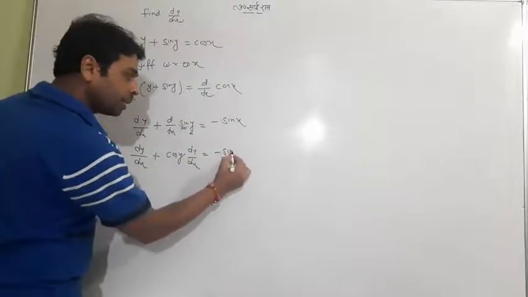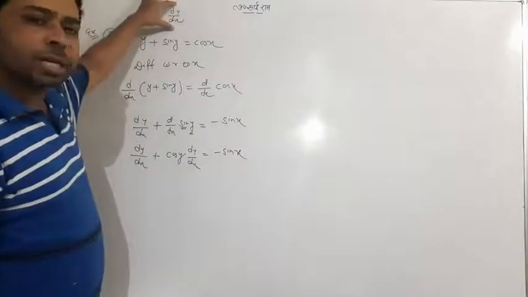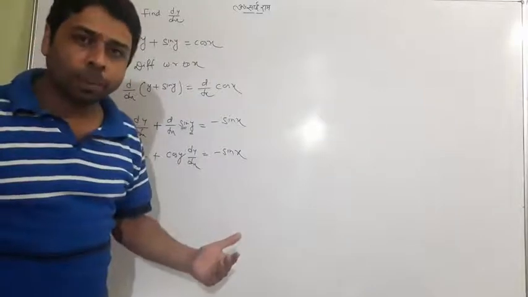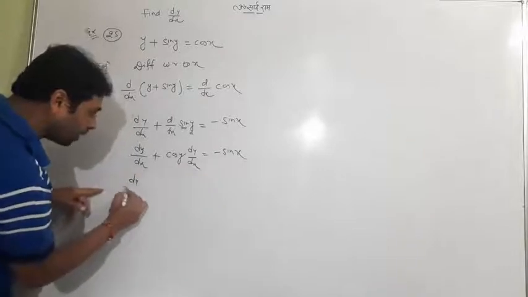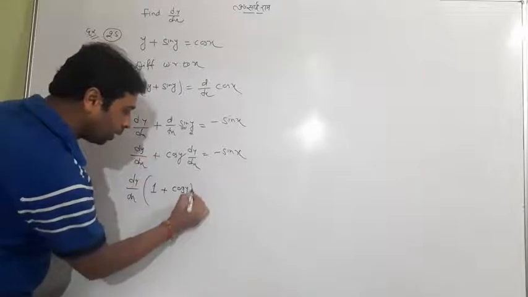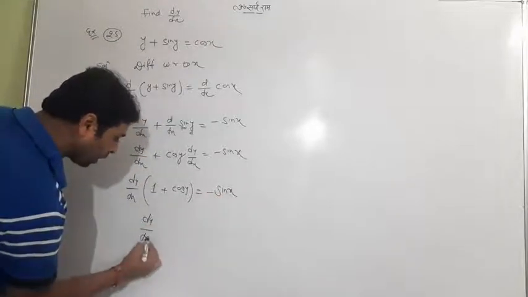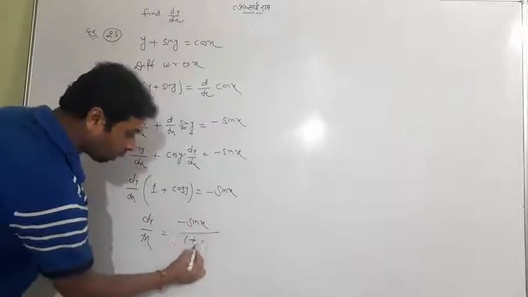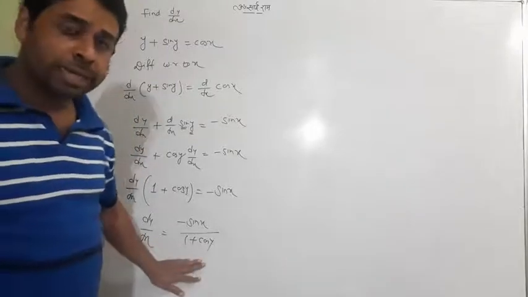It's a chain. First sin y gives cos y, and then y gives dy by dx, equal to minus sin x. The simple strategy to find dy by dx is to take dy by dx common wherever it appears. Look, dy by dx appears in both terms, so take dy by dx common. We get dy by dx times (1 plus cos y) is equal to minus sin x, so dy by dx will be minus sin x upon 1 plus cos y. That's the answer.